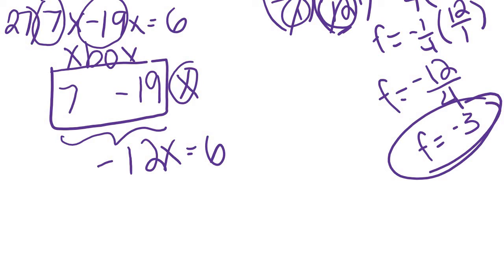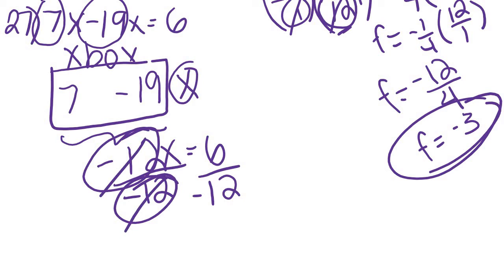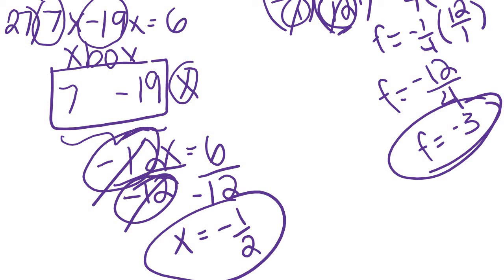All right, so now we have negative 12 times x is equal to 6. That negative 12 is stuck on using super special multiplication glue. The only way to undo that is super special division. So I'm going to divide both sides by negative 12. Negative 12 on the top, negative 12 on the bottom, they cancel. X is equal to 6 over negative 12, which is going to be negative 1/2. And that is our final answer for that guy.